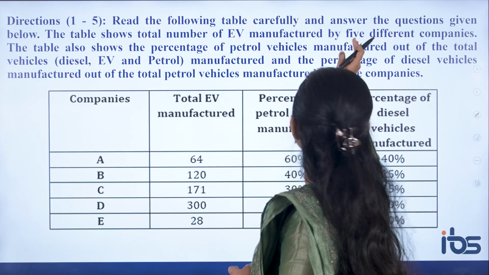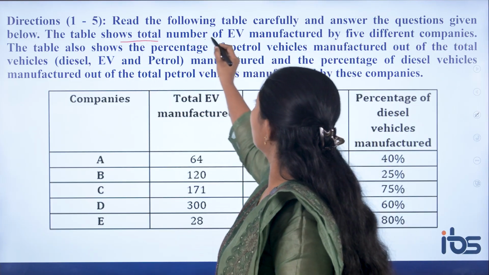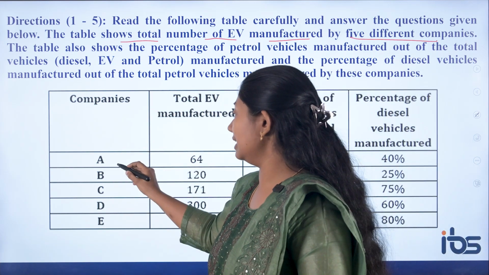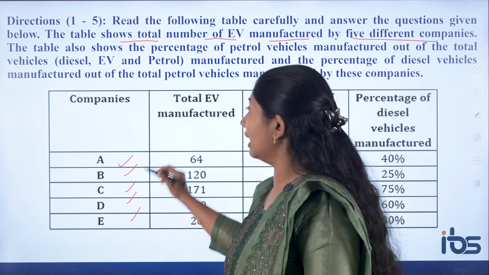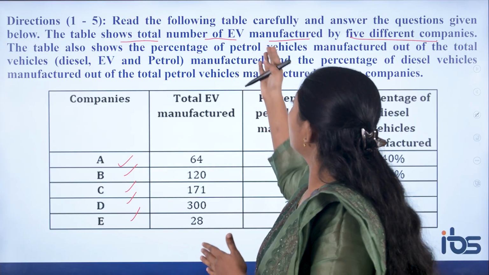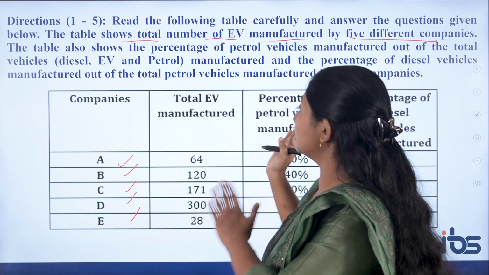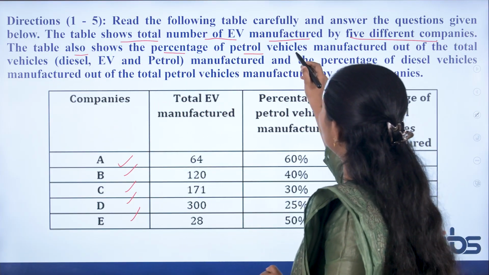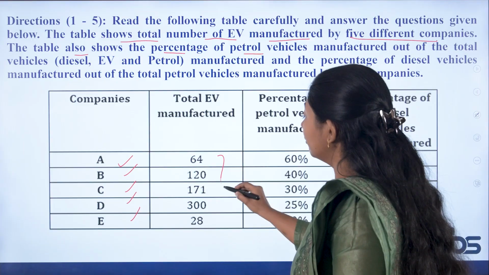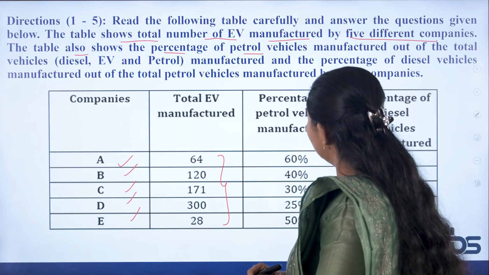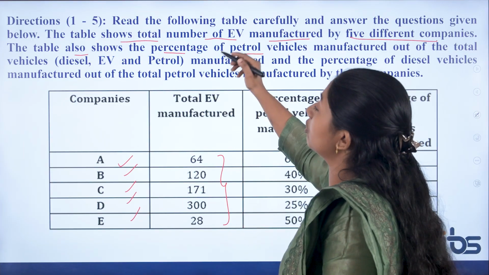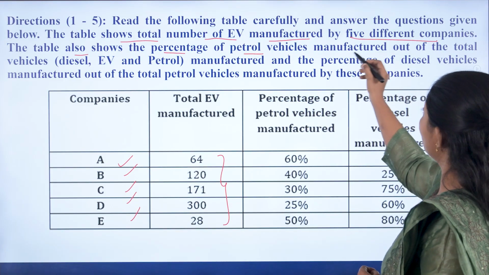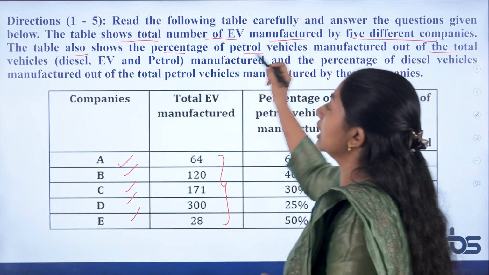So let's see. The table shows the total number of EV manufactured by 5 different companies. There are 5 companies A, B, C, D, E, and this table shows us the total number of EV vehicles manufactured. The table also shows the percentage of petrol vehicles manufactured out of the total vehicles.